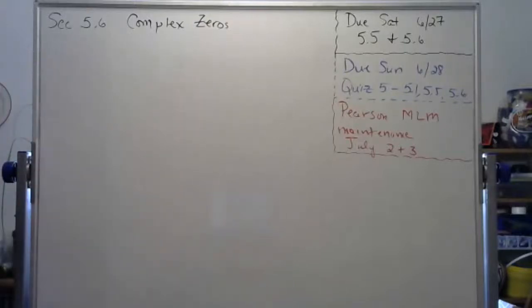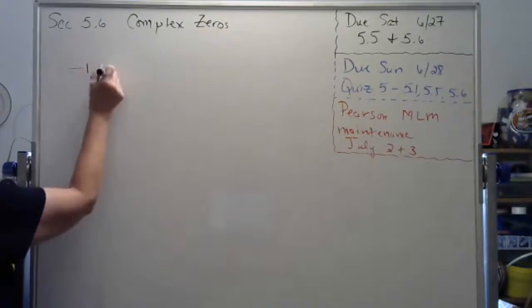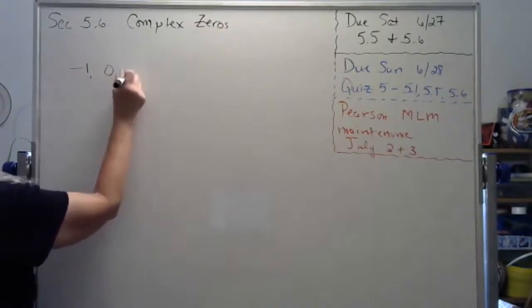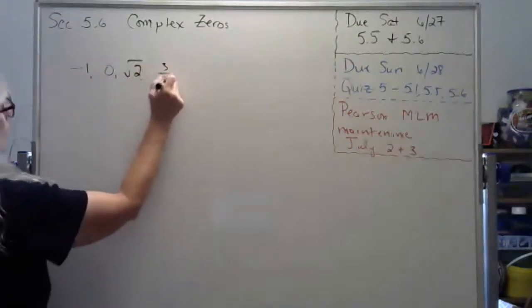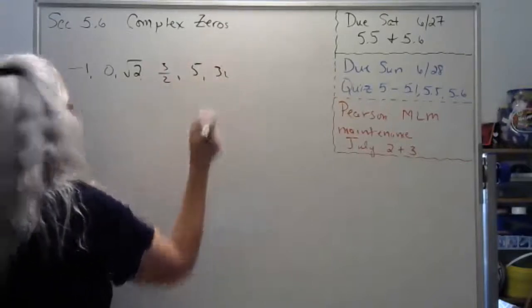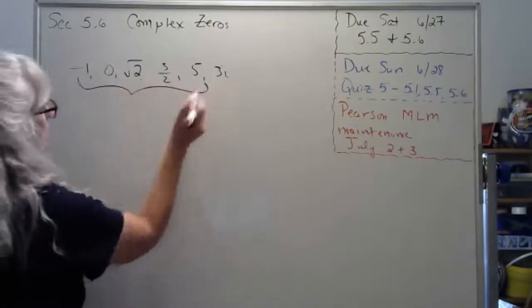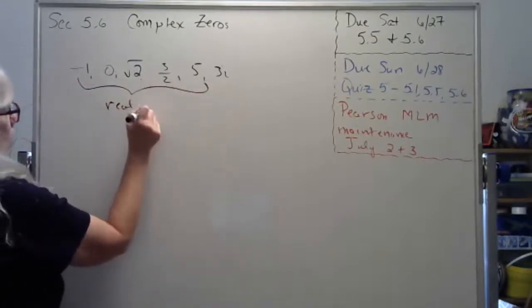The front page of the handout, if you printed it out, does go through that. It gives you a list of numbers: -1, 0, square root of 2, 3/2, 5, and 3i. The question asks, which of the following numbers in the list above are complex numbers? Well, they're all complex numbers. The first ones are what we consider to be real numbers.